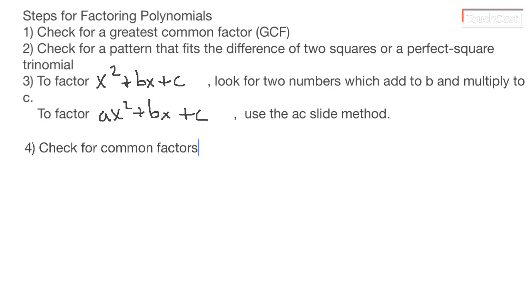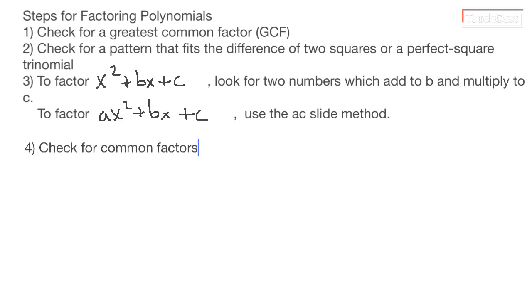And then lastly, we're going to check for common factors. We're going to see, are there any repeated factors? If we look in different sets of terms, is there something that those sets of terms have in common at the end? Once we've done all that, we've factored our polynomial completely.